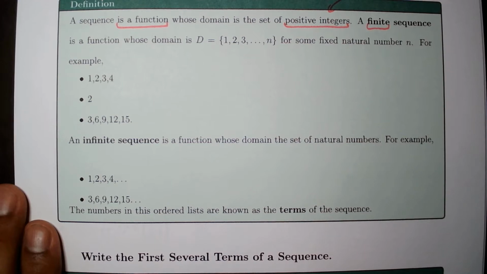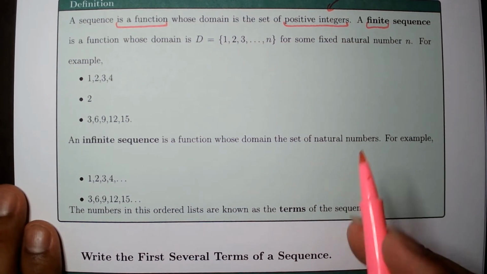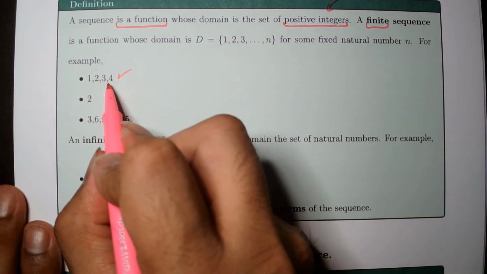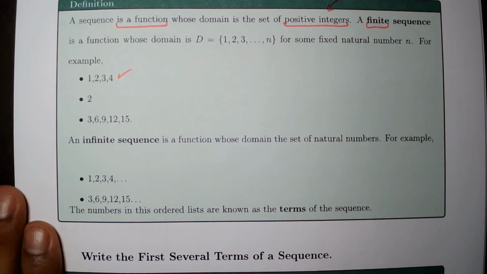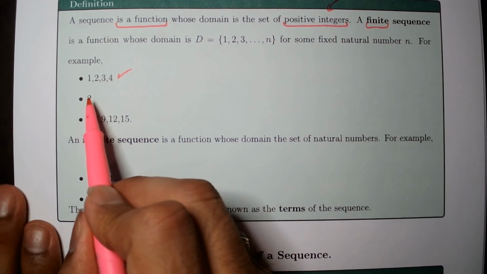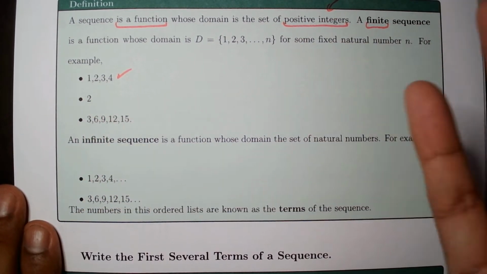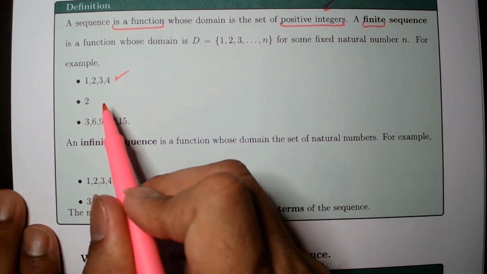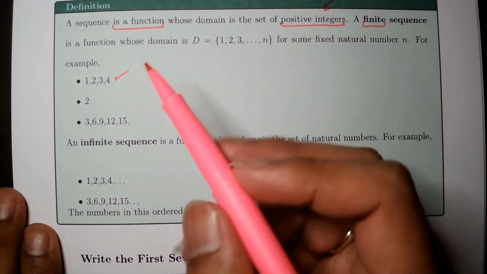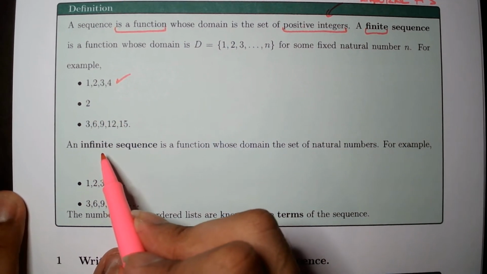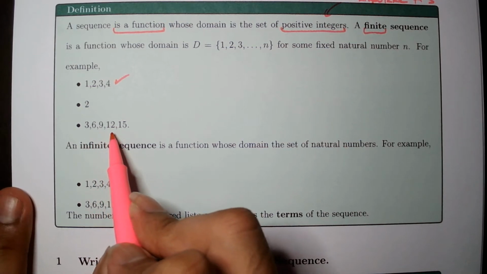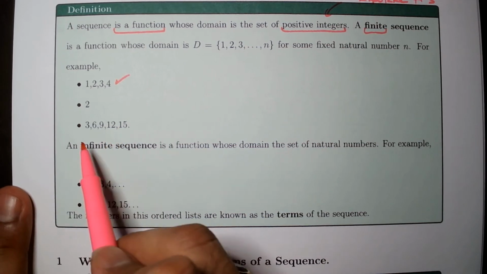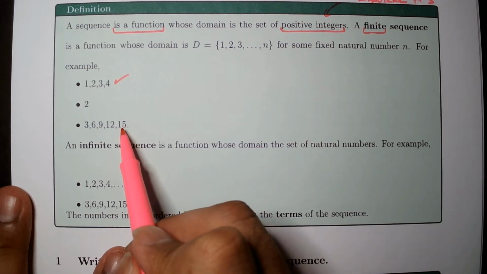Examples of finite sequences are like this one: 1, 2, 3, 4. In this case it has a limit. The limit is 4, the fourth term. This number by itself, just the number 2, is also a sequence. Even though it has one element, you can think of it as a sequence. This third example, 3, 6, 9, 12, 15, is another finite sequence because it finishes at 15.